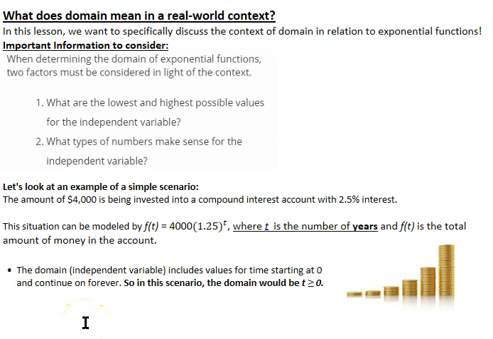So in this particular scenario, the domain would be time is greater than or equal to 0, because that is when you would start making your money at time t equals 0. Anything that would be positive would be time after you've put money in the account. Anything that would be negative is time that happened in the past before you put money in your account.